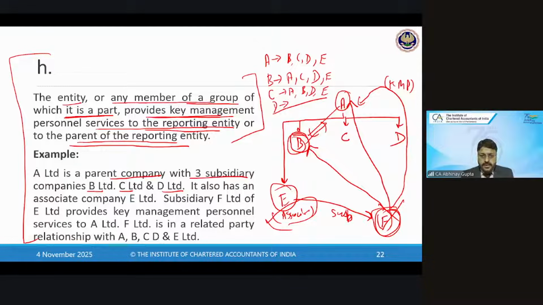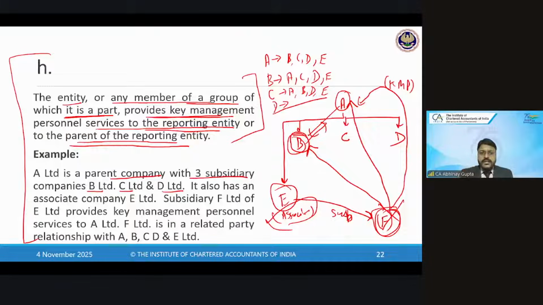So what I'm saying here is, in the absence of clause H, A, B, C, D, and E are related to each other, correct? Right, sir. F is related to E only, correct? Yes, sir. Until then it is clear.